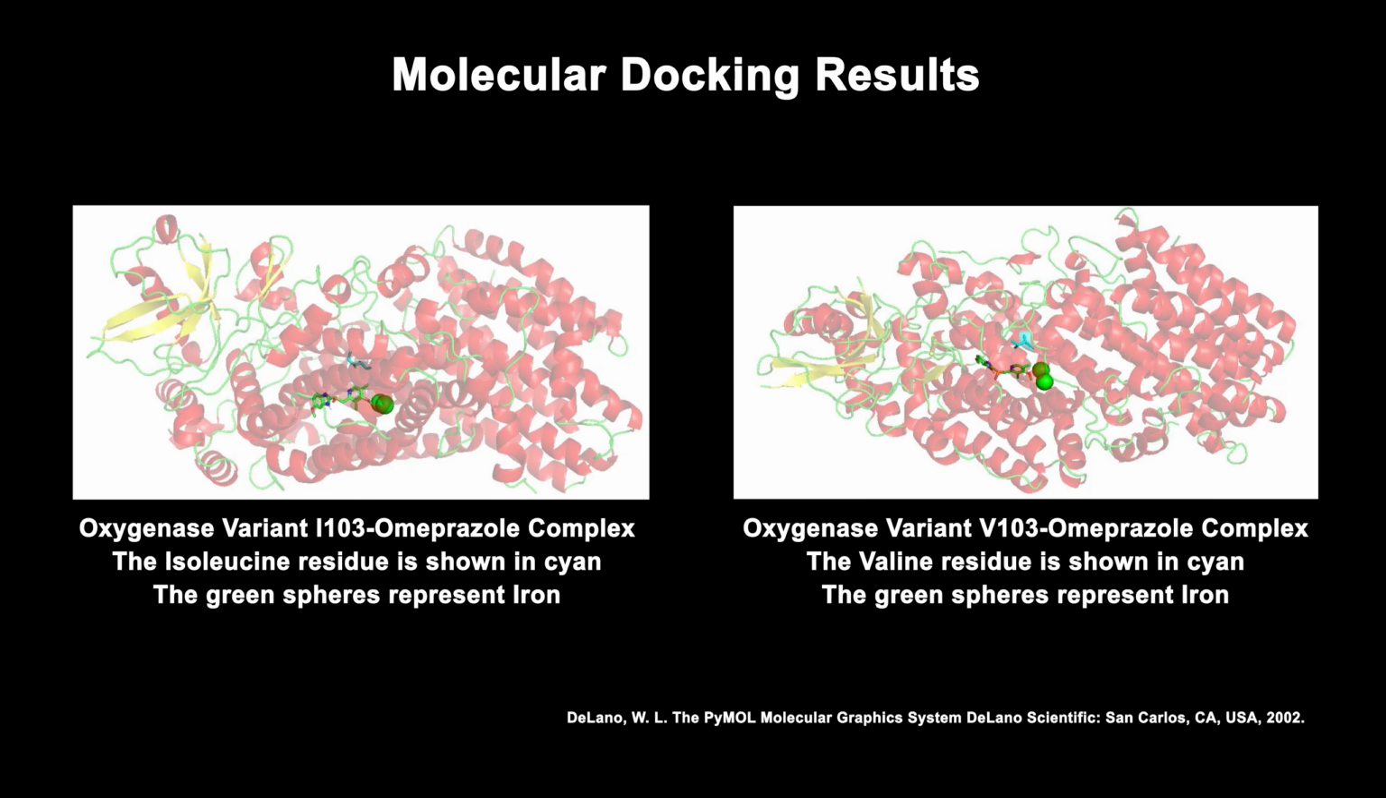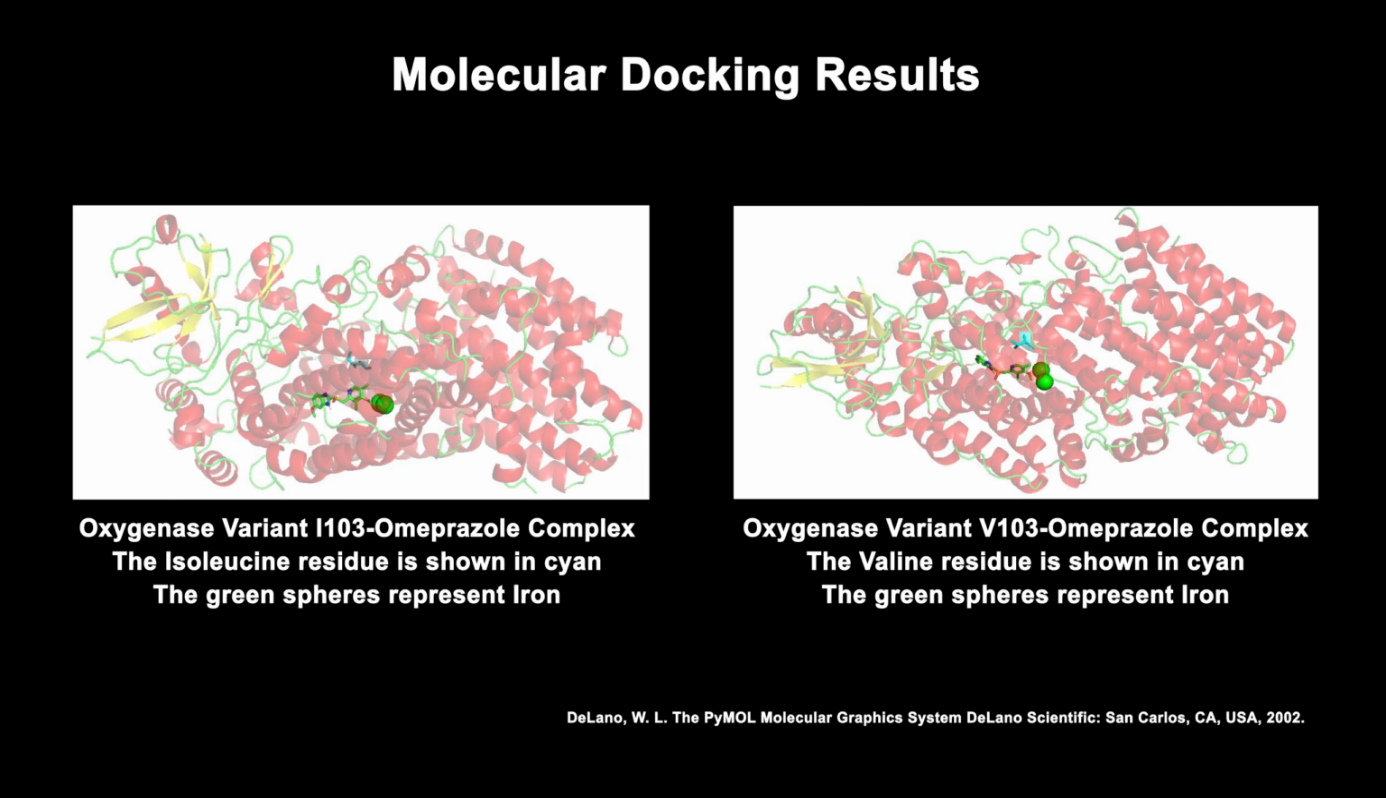I then moved to the second part of the experiment, which was to determine which mutant omeprazole complex had the greatest affinity. After docking omeprazole to all the variants, there were only 2 with a greater affinity than the wild-type enzyme. Both the isoleucine and valine variants had a slightly greater affinity to the drug than the wild-type.